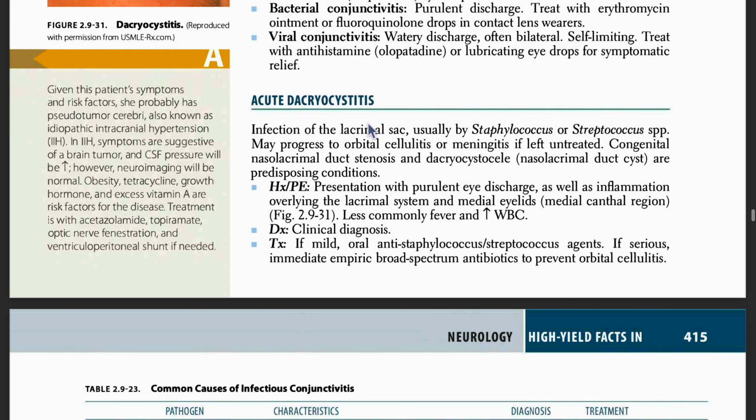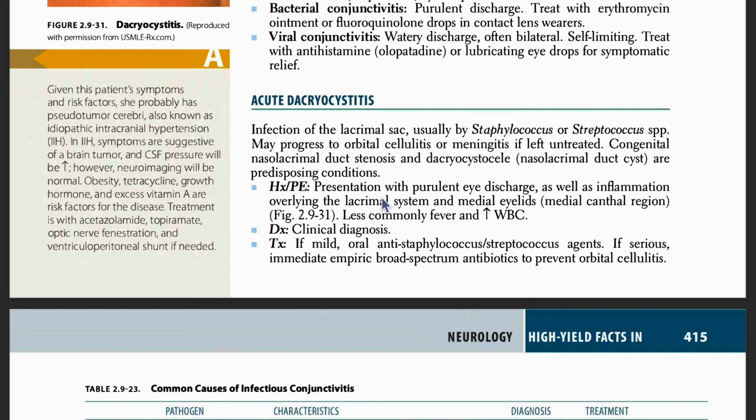Acute dacryocystitis is an infection of the lacrimal sac, usually by Staphylococcus or Streptococcus species, may progress to orbital cellulitis or meningitis if left untreated. Congenital nasolacrimal duct stenosis or dacryocystocele, a nasolacrimal duct cyst, are predisposing conditions.